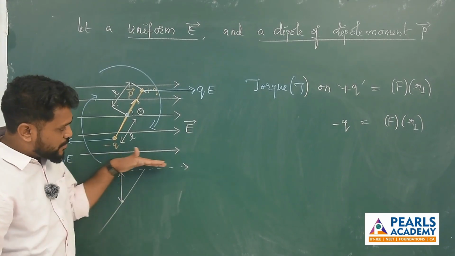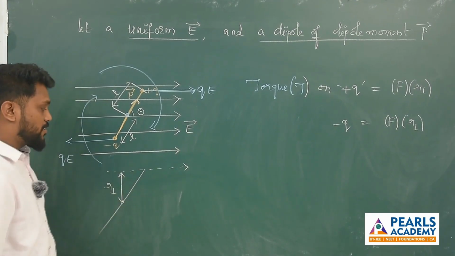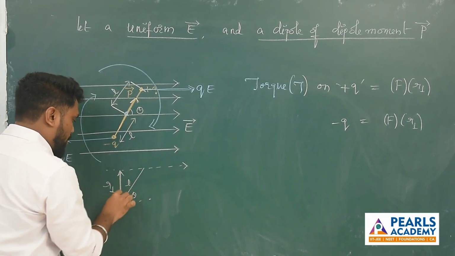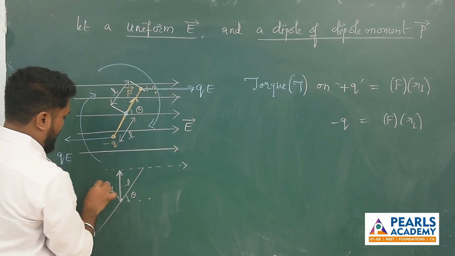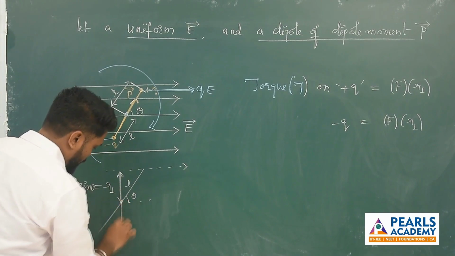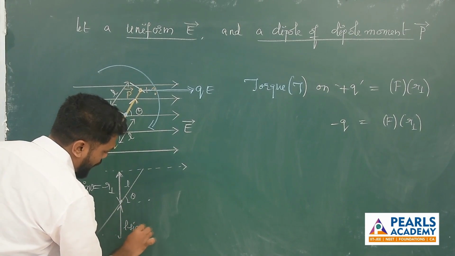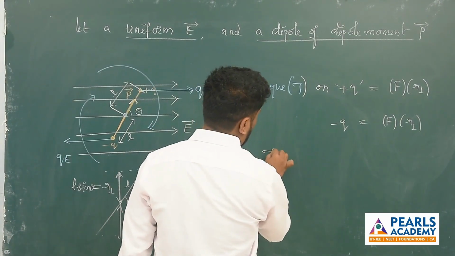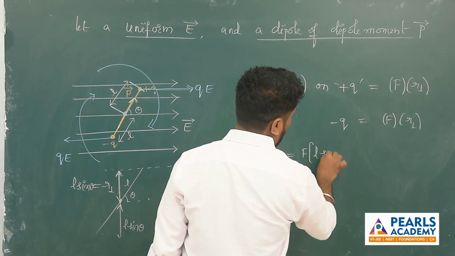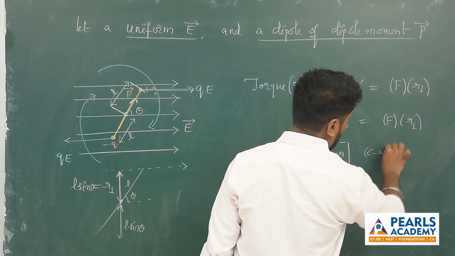I mean the shortest distance from the line of action of force to the axis of rotation is the perpendicular distance. This is theta and this length is L. So this component will be L sin theta. L sin theta. Similarly, this distance also will be the perpendicular distance, that is L sin theta. So torque on positive charge will be force into perpendicular distance L sin theta, clockwise along with the direction I am writing.